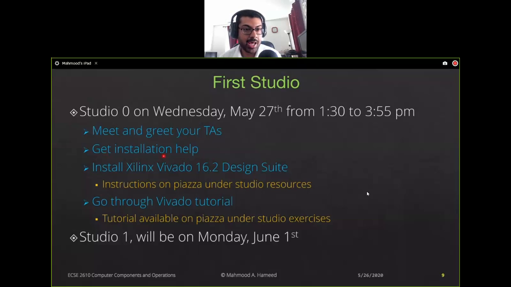You can get installation help. I have attached a document on Piazza under Studio Resources. So under Studio Resources, you should see a document that provides you step-by-step instruction how to install the Xilinx Vivado 16.2 design suite. That's the software we are going to use to write our VHDL programs and then later on program the Basys 3 board.